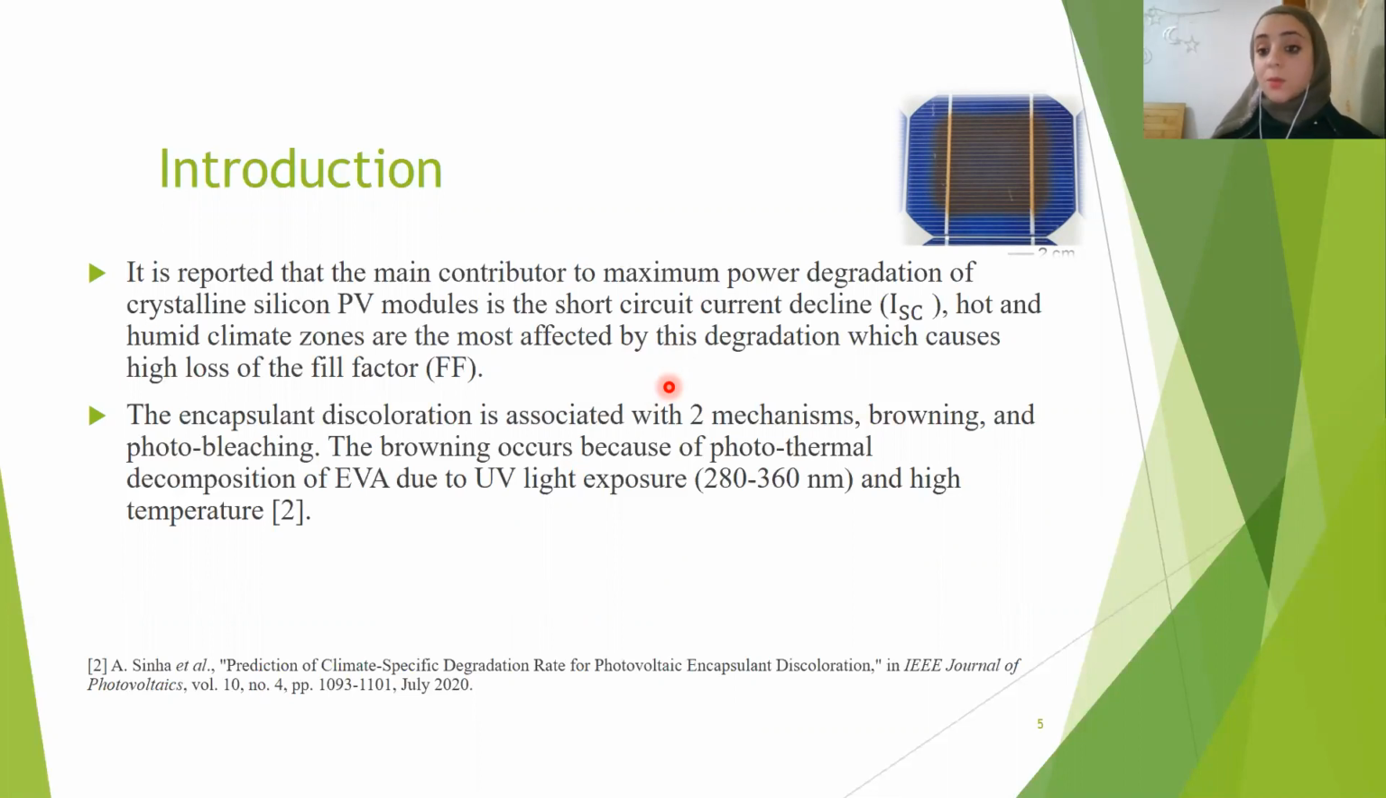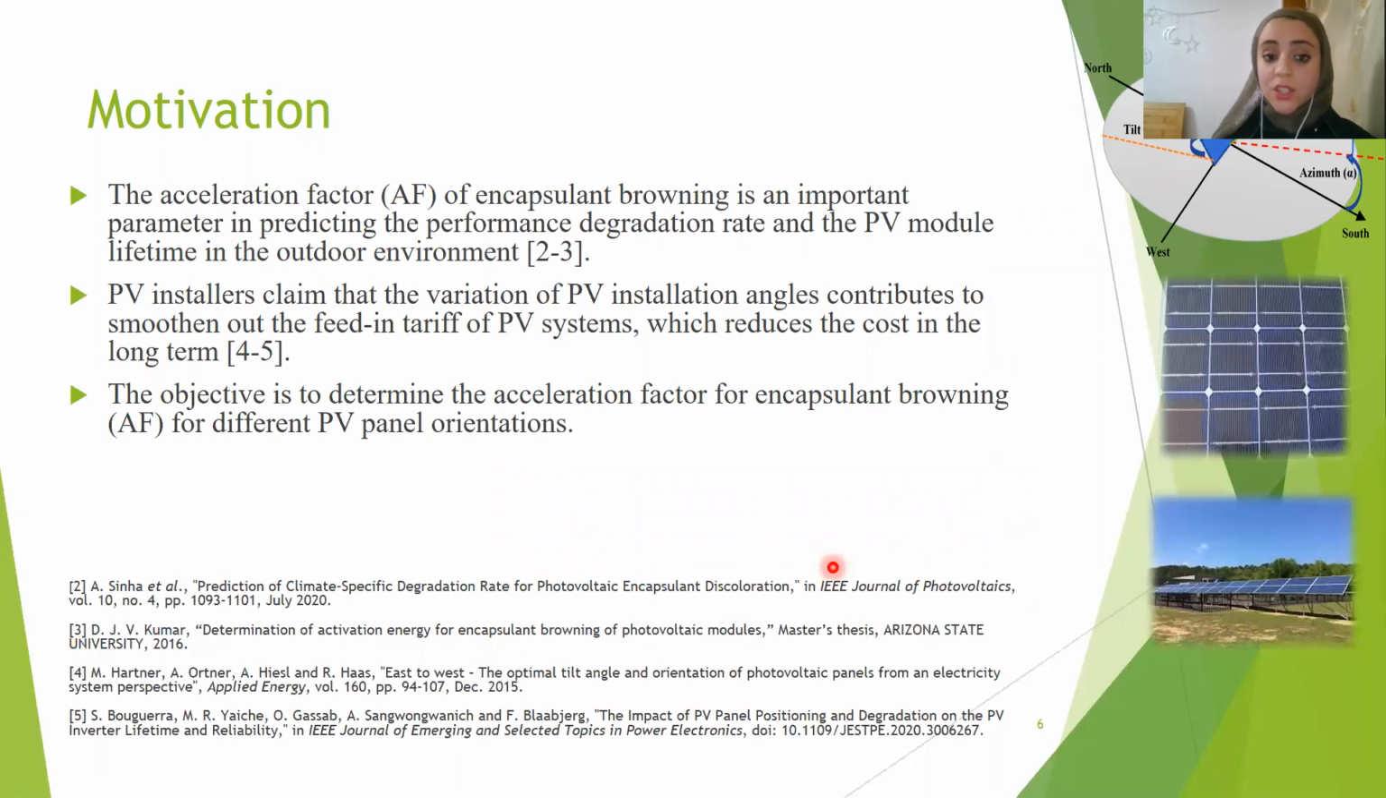There are two mechanisms: browning in the presence of UV light and temperature, and also photobleaching in the presence of oxygen. The acceleration factor of encapsulant browning is an important parameter in predicting the performance degradation rate of the PV module in the outdoor environment. PV installers claim that varying the angle of installation, the tilt and orientation angle, contributes to smoothen out the feed-in tariff of PV systems and reduce the cost in the long term. The objective of this work is to determine the acceleration factor for encapsulant browning when varying the PV panel orientation.